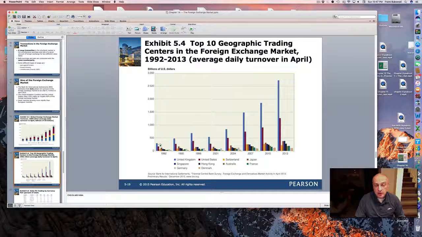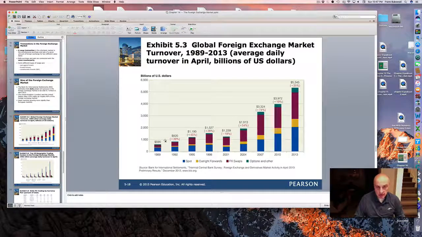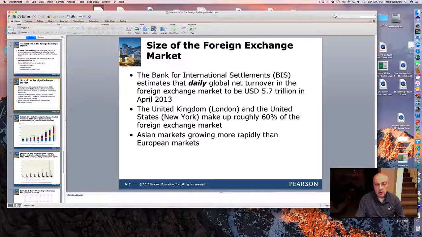They're denoted in red, but you can tell that they're quite a bit smaller than the amount of currency foreign exchange transactions that occur in the UK. And then all other countries, you could tell, are quite a bit smaller than the US and the UK. So again, that's correlating back to this bullet point here. The United Kingdom and the United States make up roughly 60% of the foreign exchange market.